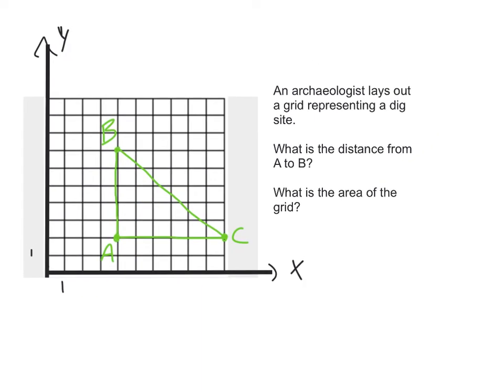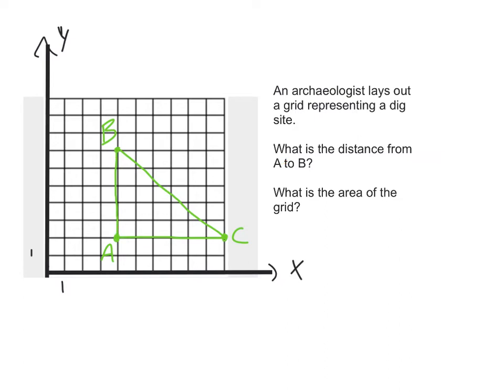So coordinate planes are a lot of time used to map out areas, or represent actual areas, I should say, as a map. So an archaeologist lays out a grid representing a dig site. Okay, so what we're going to do first is figure out what's the distance from A to B.